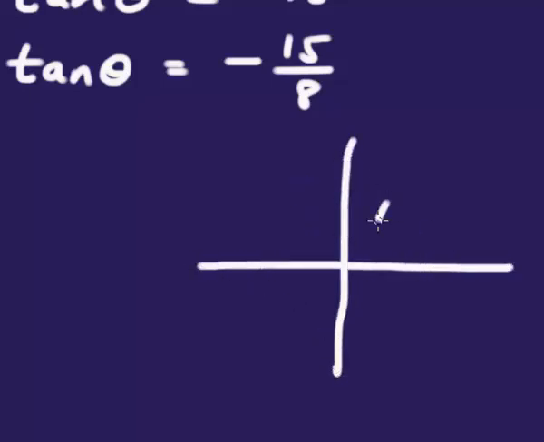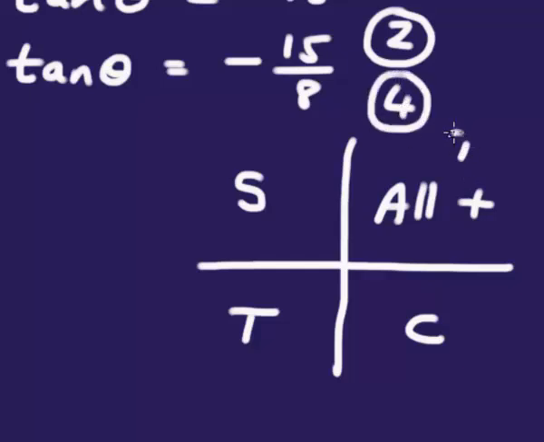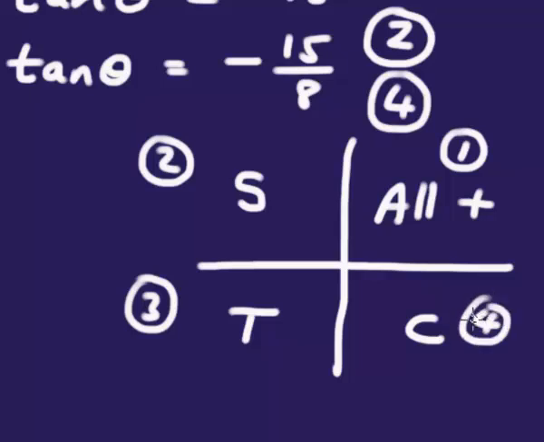Now remember, all are positive in quadrant 1. Sine is positive, tan is positive, and cos. All students take coffee. So where is tan negative? Tan is negative in the second and the fourth. Remember that's quadrant 1, quadrant 2, quadrant 3, and quadrant 4. All are positive here, and tan is positive there. So it must be negative in 2 and 4. So hold on to that.